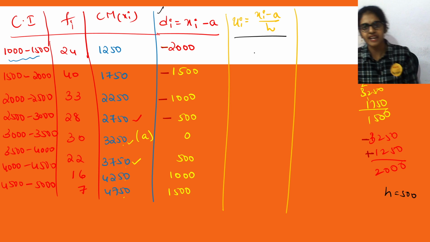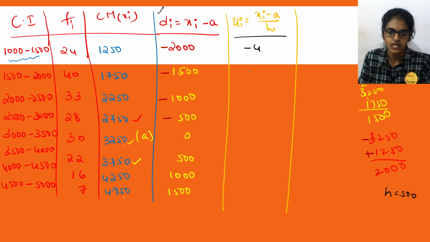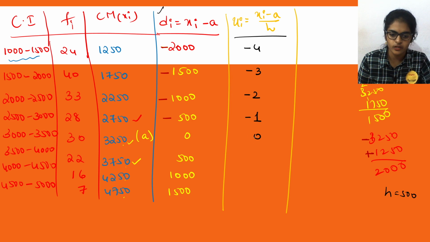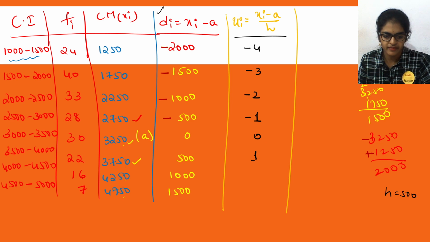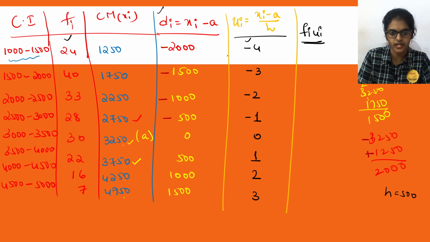2000 divided by 500 you will get 4, and since you have minus, it is minus 4. Here 1500 divided by 500 is minus 3. Minus 1000 divided by 500 is minus 2. Minus 500 divided by 500 is minus 1. 0 divided by 500 is 0. 500 by 500 is 1. Again here you will have 2 and 3. Now the last column I will take fi ui, the product of fi and ui.